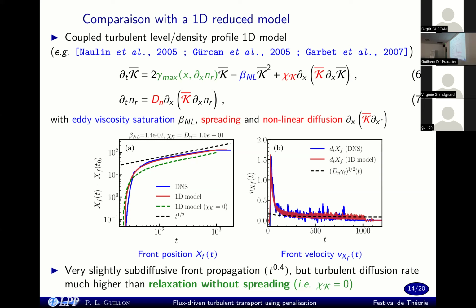And if we want both the DNS and the 1D model without spreading to match, we have to multiply the density diffusion by 10 until we get the correct power law that we observe in the DNS. So here in the flux-driven Hasegawa-Wakatani system, it seems to be important to include the spreading term if we want to have the same front propagation with the same turbulent diffusion type.